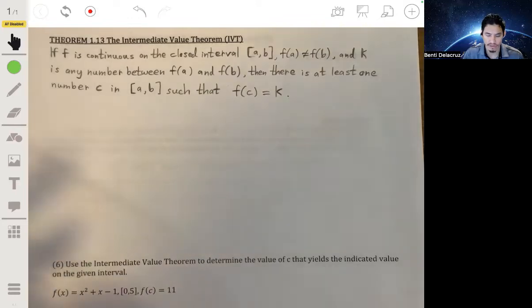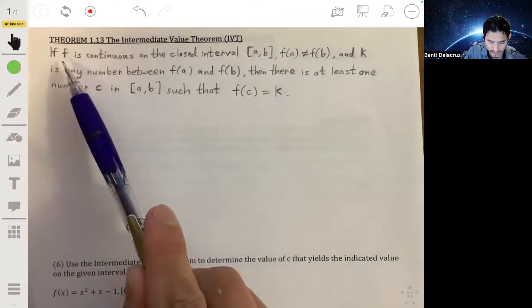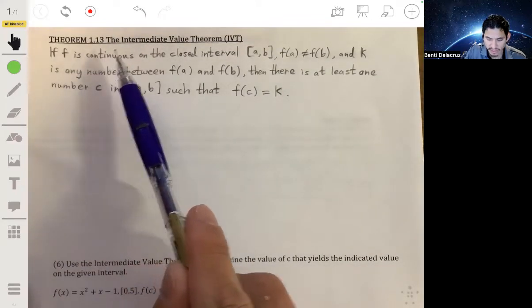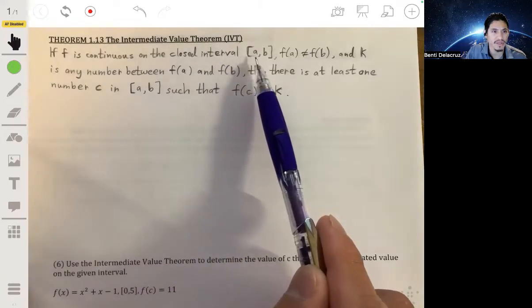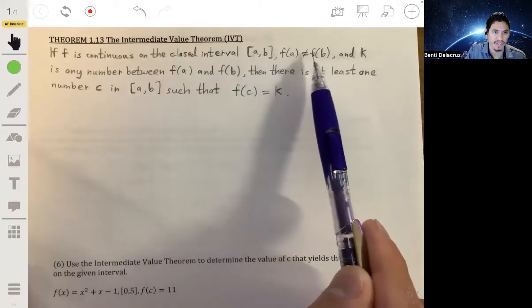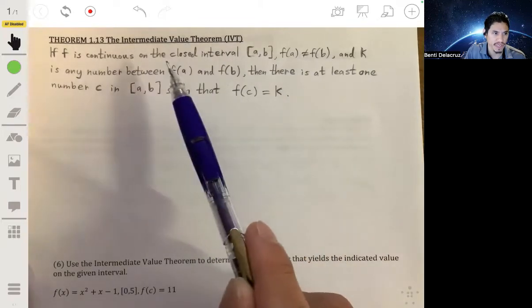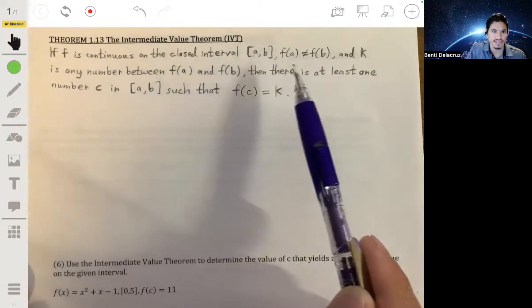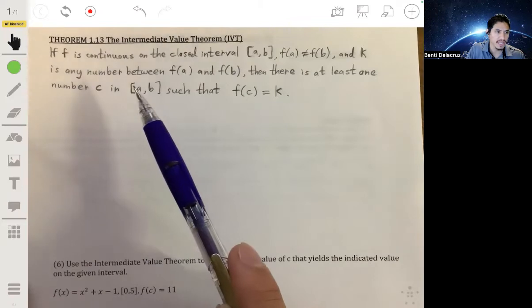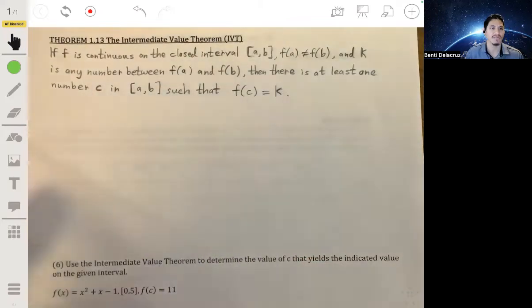Now, let's first go over it formally, then we'll go through the basic idea behind the concepts of it. So it says that if a function is continuous on the closed interval [a, b], where f of a is not equal to f of b, and k is any number between f of a and f of b, then there's at least one number c in [a, b] such that f of c is equal to k.